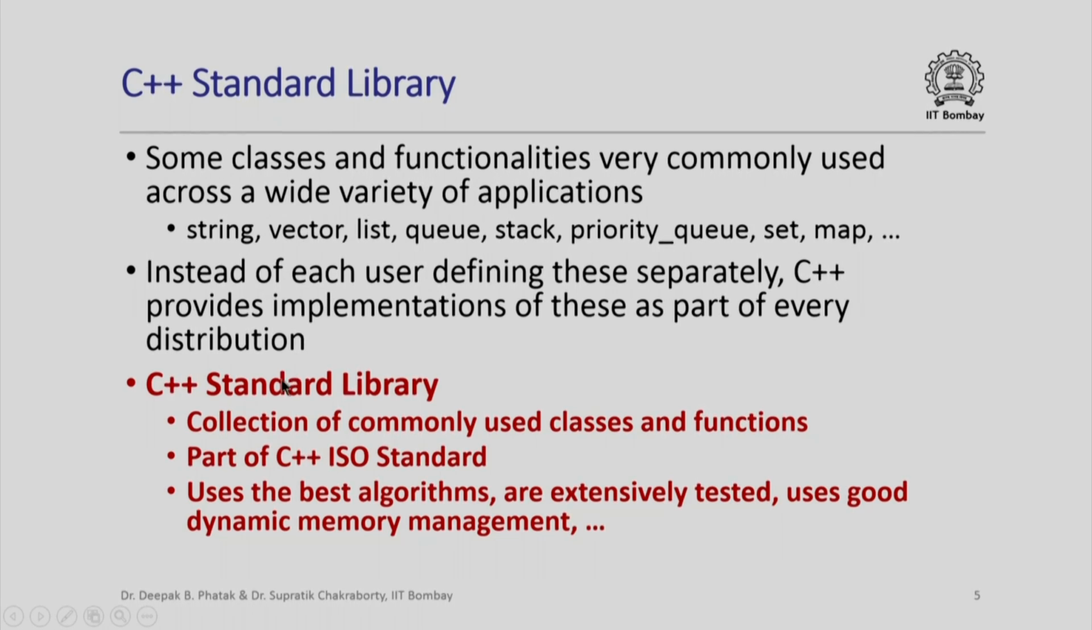So, this is called the C++ standard library. It is basically a collection of commonly used classes and functions. It is part of the C++ ISO standard, and what is very significant is that the implementations of classes and functions in the C++ standard library very often use the best algorithms available. The implementations are extensively tested, they use good dynamic memory management, and therefore it is really worth using them in the programs that we write.